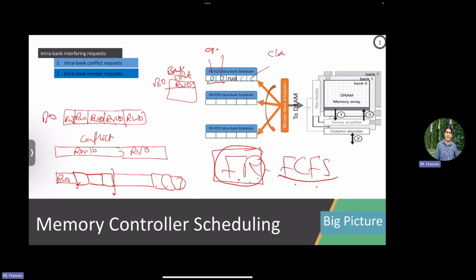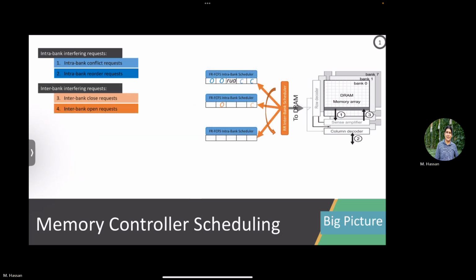Okay, great. So we discussed first ready, first come, first serve. Remember the higher picture: we're only talking about arbitration of requests going to the same bank. But as you can imagine, there are also requests and commands from different banks. So how do I select between them? This is the unique one. I have multiple requests or multiple commands from different banks. Which one do I select between them?